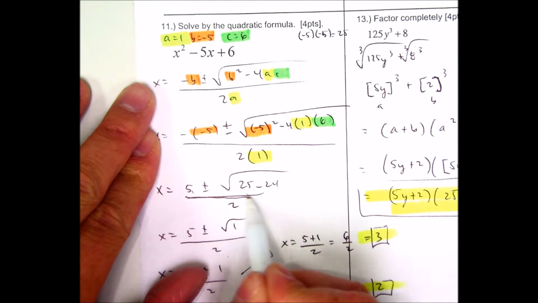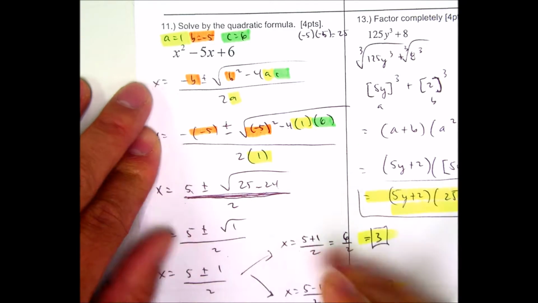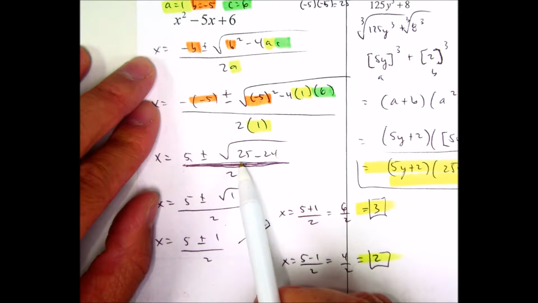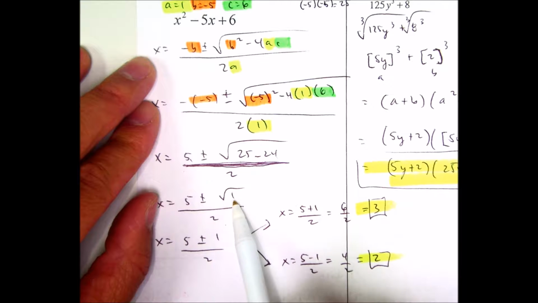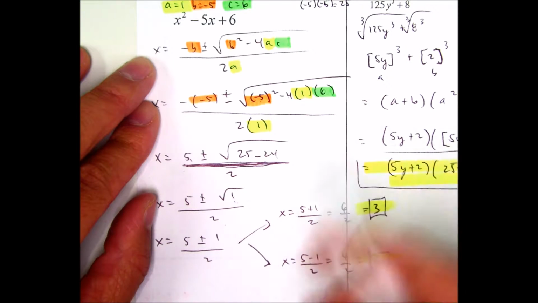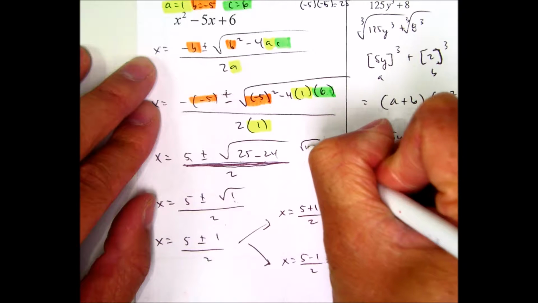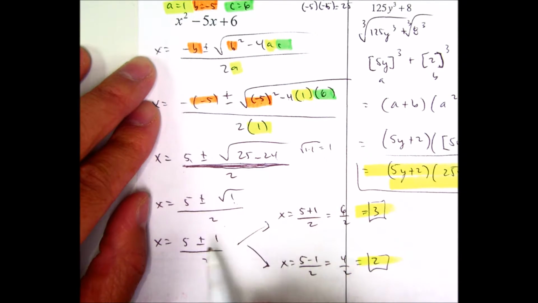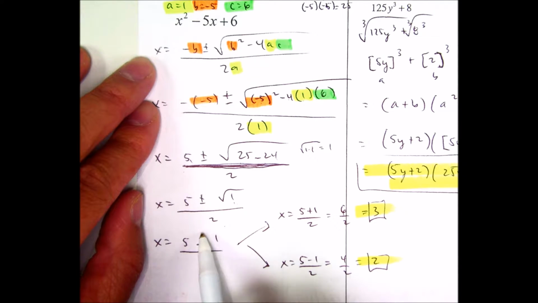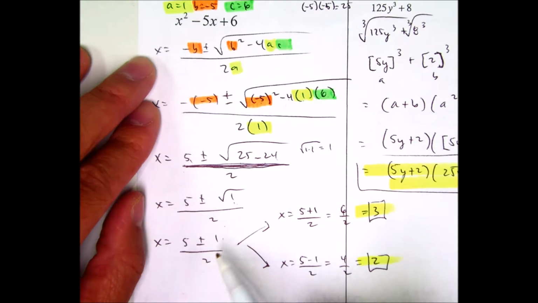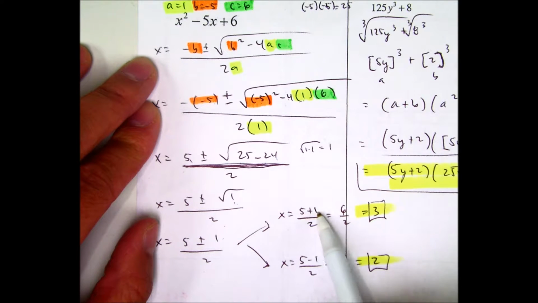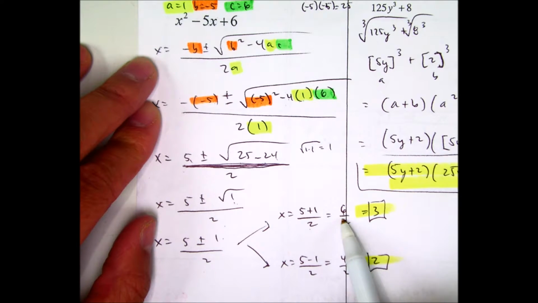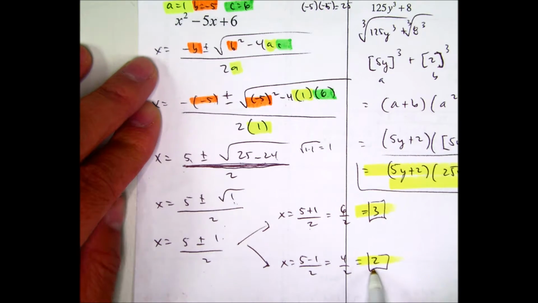Remember, this is all over, this is a big fraction, so you can draw a big line there. And here I have 25 minus 24 is the square root of 1, and the square root of 1 is two identical numbers that multiply to be 1. Well, the answer is 1. So here I have 5 plus or minus 1 over 2. Then you separate them. Here's the plus, 5 plus 1 divided by 2, so that's 6 divided by 2, which is 3. And here you also have 5 minus 1, which is 4. 4 divided by 2 is 2.